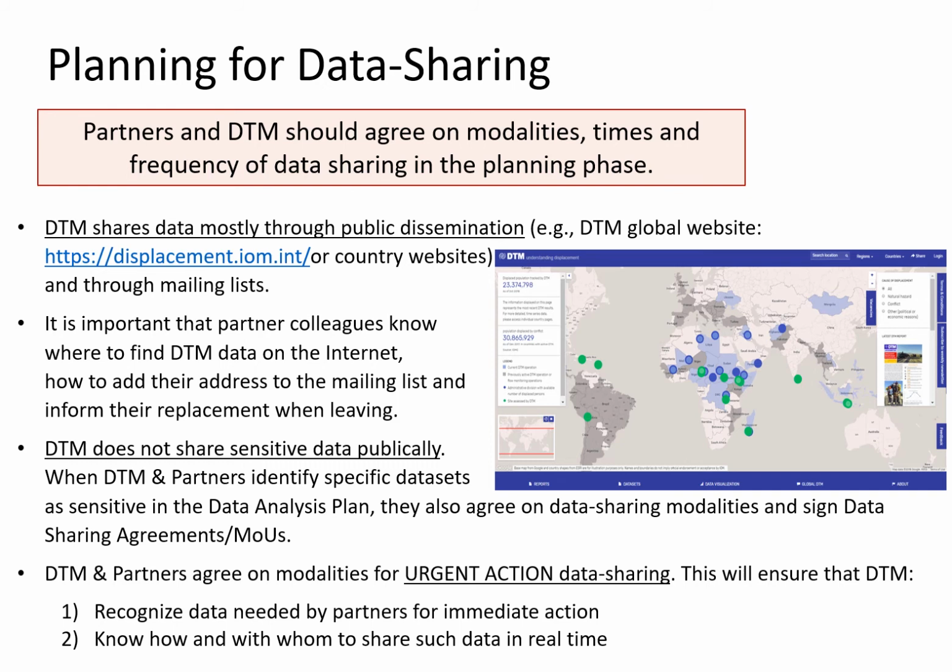This, for example, happens in some countries between DTM and child protection colleagues, where certain data sets are considered particularly important and they're immediately shared with the field actor, the child protection actor in the location. This agreement on data sharing for urgent action will ensure that DTM first recognizes the data that the partner needs for immediate action, because that's not necessarily clear to DTM, but it is clear to the partner. And second, know how and with whom to share such data in real time.